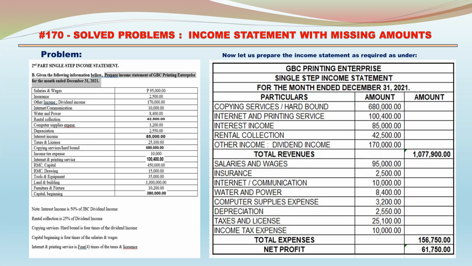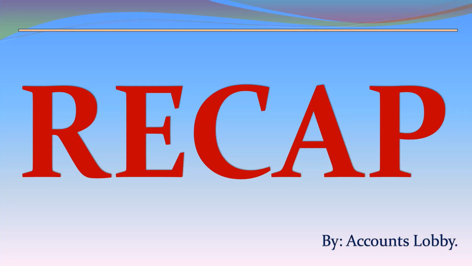Total revenues 1,77,900. Salaries and wages 95,000. Insurance 2,500. Internet and communication 10,000. Water and power 8,400. Computer supplies expense 3,200. Depreciation 2,550. Taxes and licenses 25,100. Income tax expense 10,000. Total expenses 156,750. Net profit 61,750. Recap.